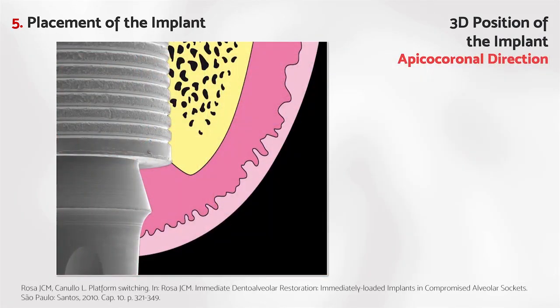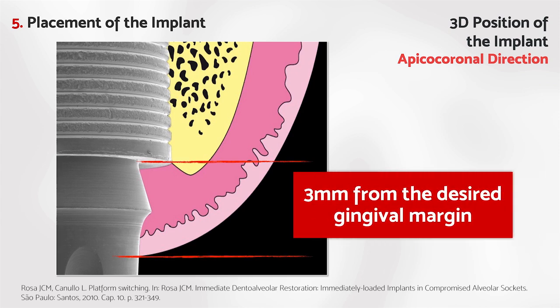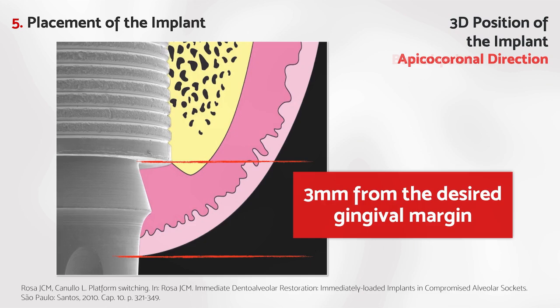Let's focus a little bit more on the 3D position of the implant in the apical coronal direction. Remember, the implant must be placed 3 millimeters from the desired gingival margin. That means when we have a slight gingival recession or increased volume of soft tissue in the coronal direction, our reference is the contralateral side, and the implant has to be placed at the enamel cement junction of the contralateral side.